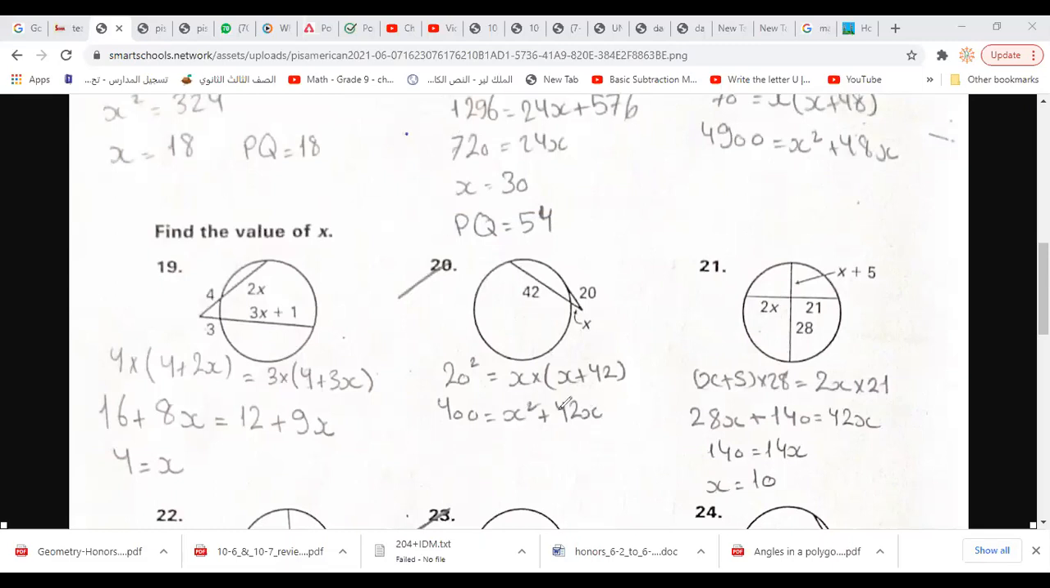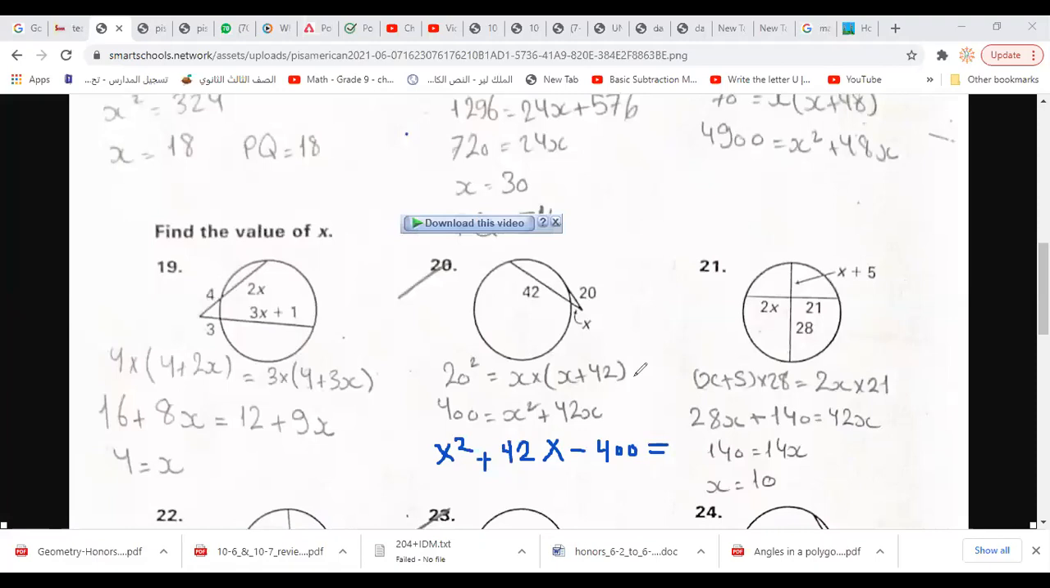What is the next step here? We're going to move 400 to the opposite side with the negative sign. Very good. It will be x squared plus 42x minus 400, and then we will find the value of x. What is the value of x now, grade 9? What is the value of x now in this question?